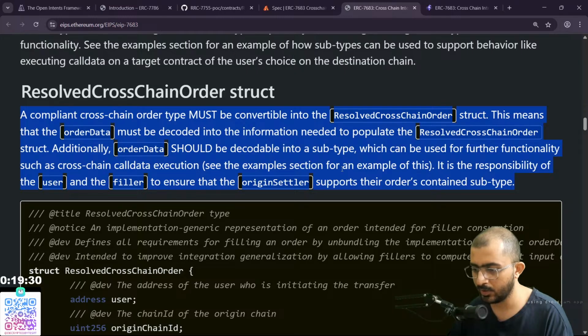See the examples section for the example of this. Okay, there are examples. We can learn from them.